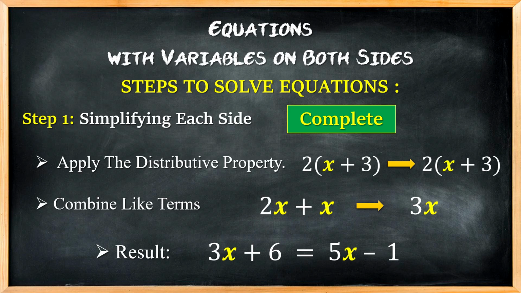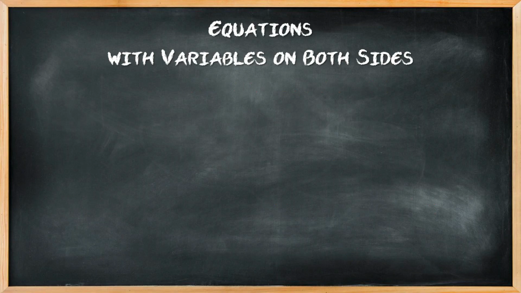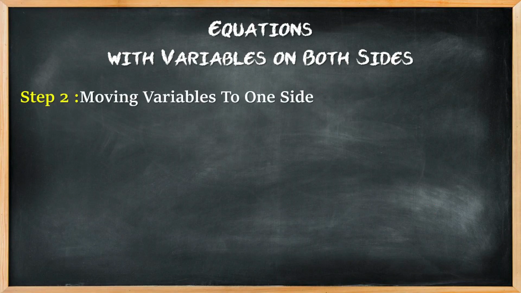Step 1 is now complete. We applied the distributive property to eliminate parentheses, then combined like terms on each side. Our equation is now simplified and ready for the next step, moving variables to one side.